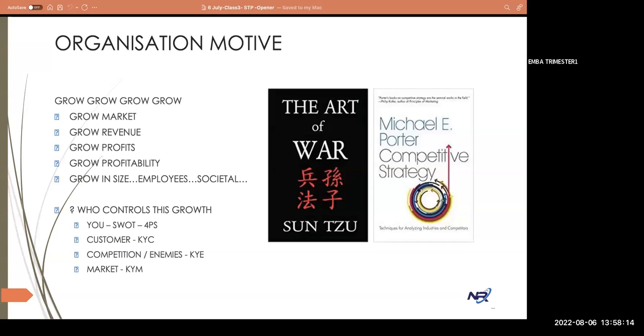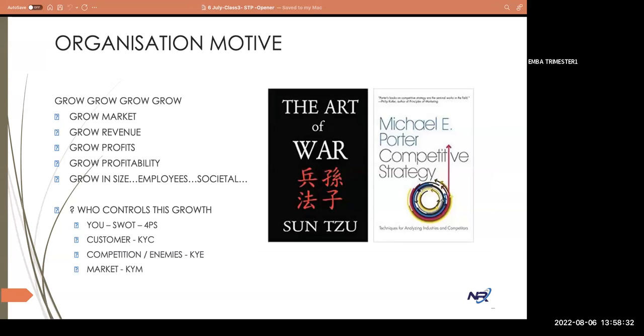How do you grow? You have to grow in market, you have to grow in revenue, you have to grow in profitability, and you have to grow in the size of your employees. Everything an organization has to go through. But how do you grow and who controls your growth?